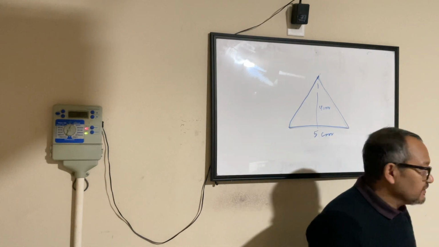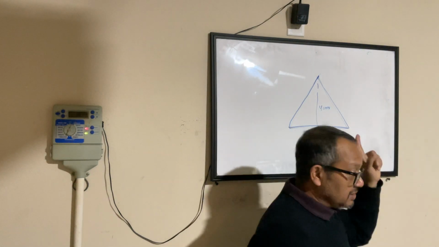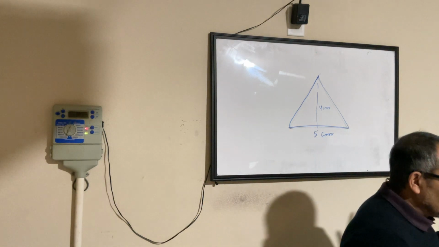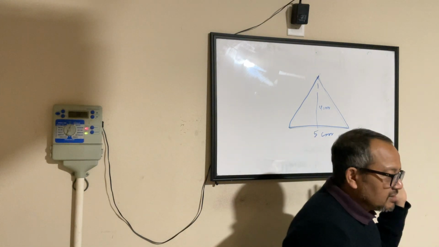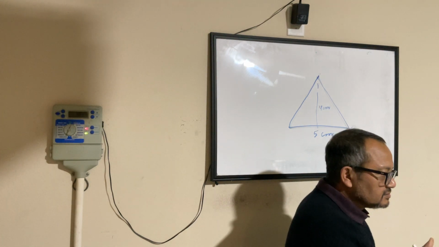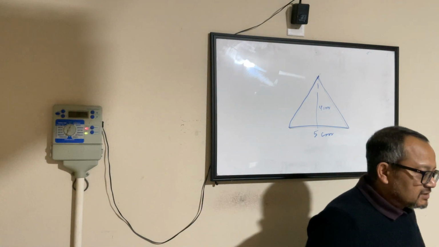Again, I am repeating myself. This is an equilateral triangle. So you have to recall what we mean by an equilateral triangle. All sides are equal. Yeah, you know that. All sides and angles are equal.